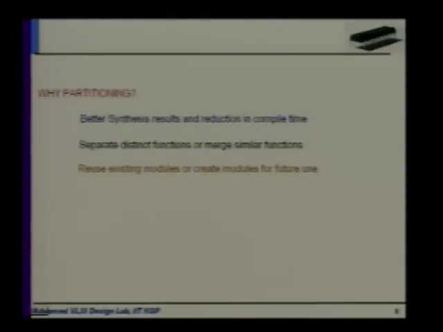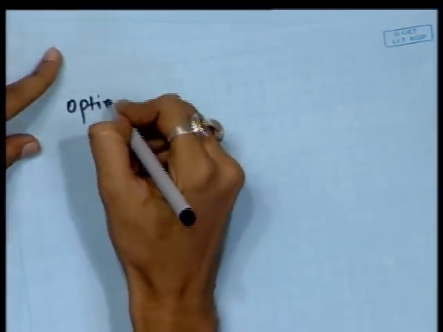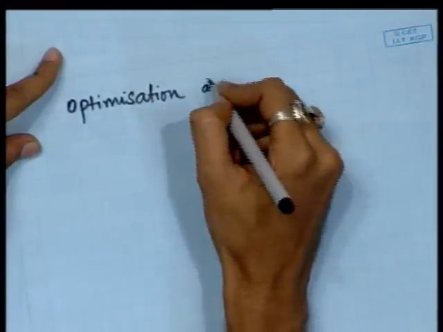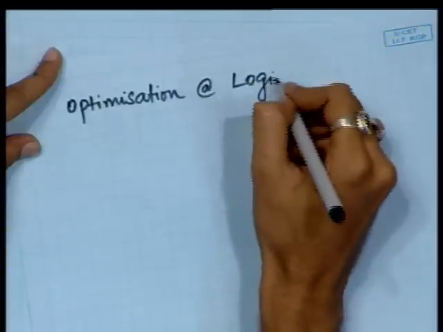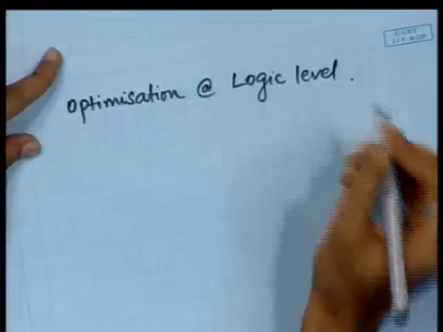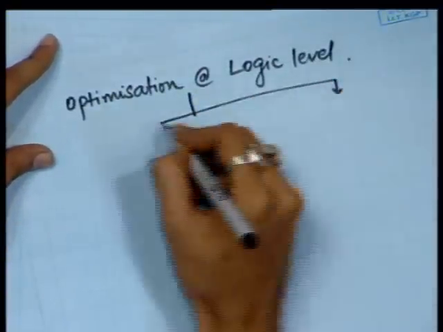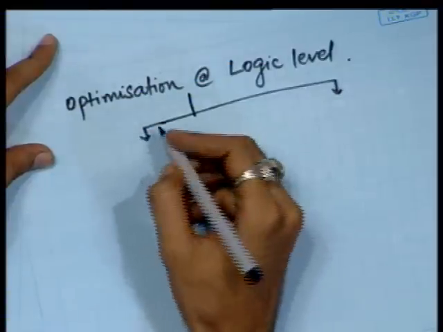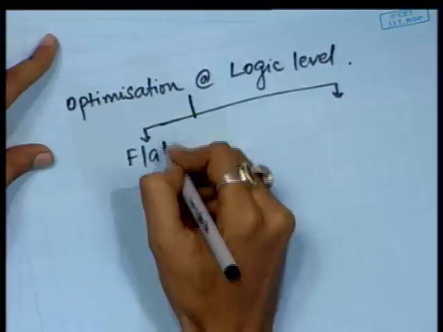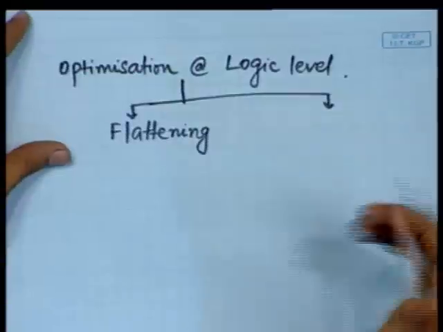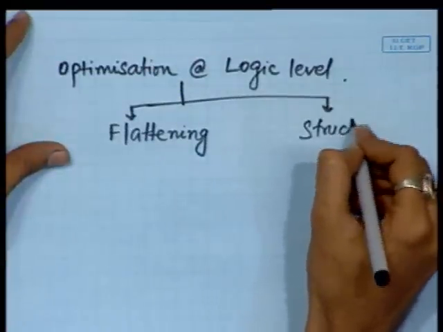Okay, fine. Next, optimization at the logic level. At the logic level, two processes run one after another. One is flattening and another is structuring.